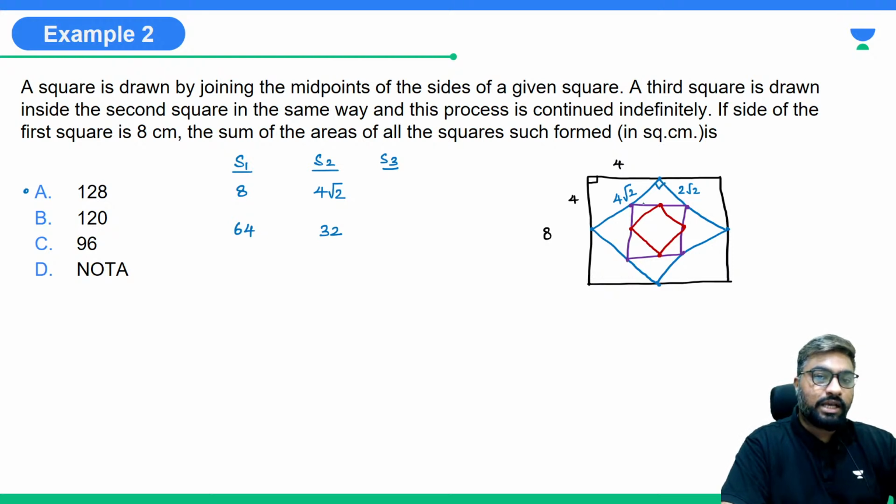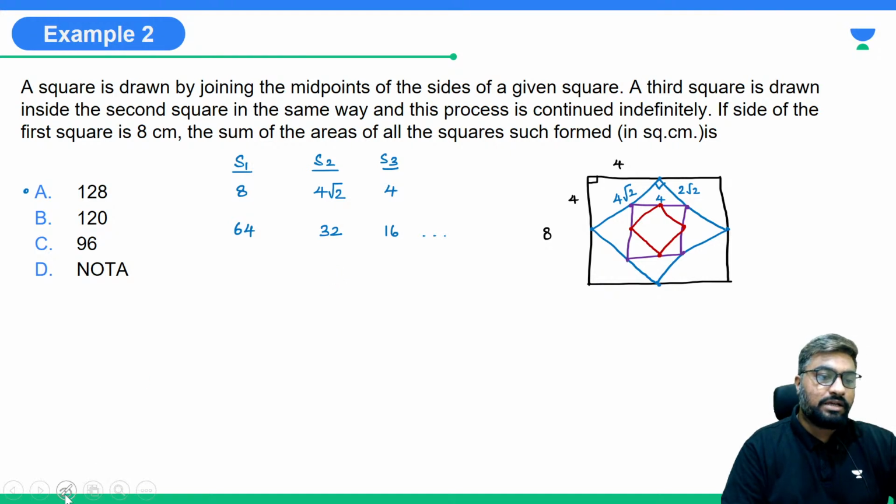So what will the inner one become? 2√2 square plus 2√2 square is 8 plus 8, 16. So what did the inner side become? It became 4. So inside this, the purple color square is 4 units, so its area is 16. So if you notice, what are we forming here?